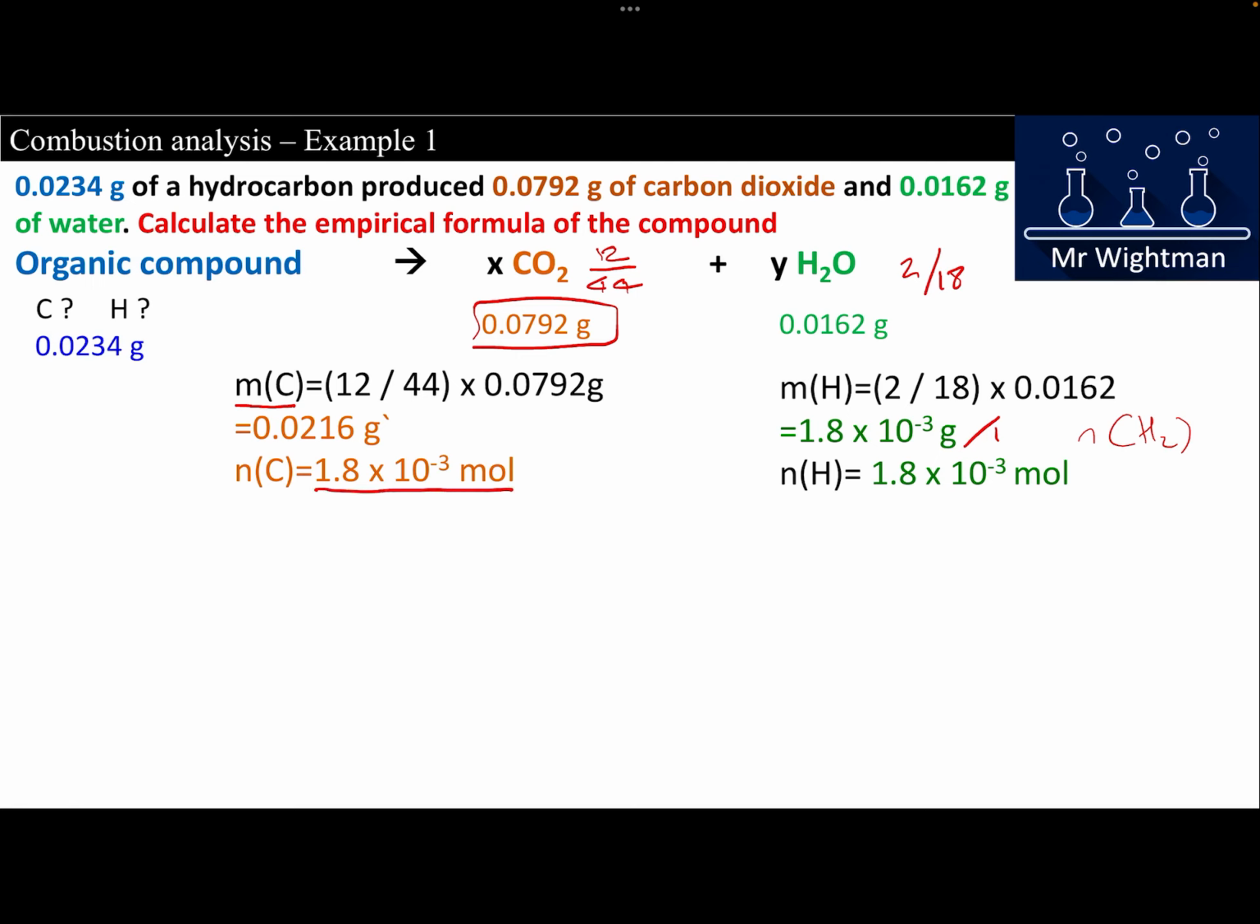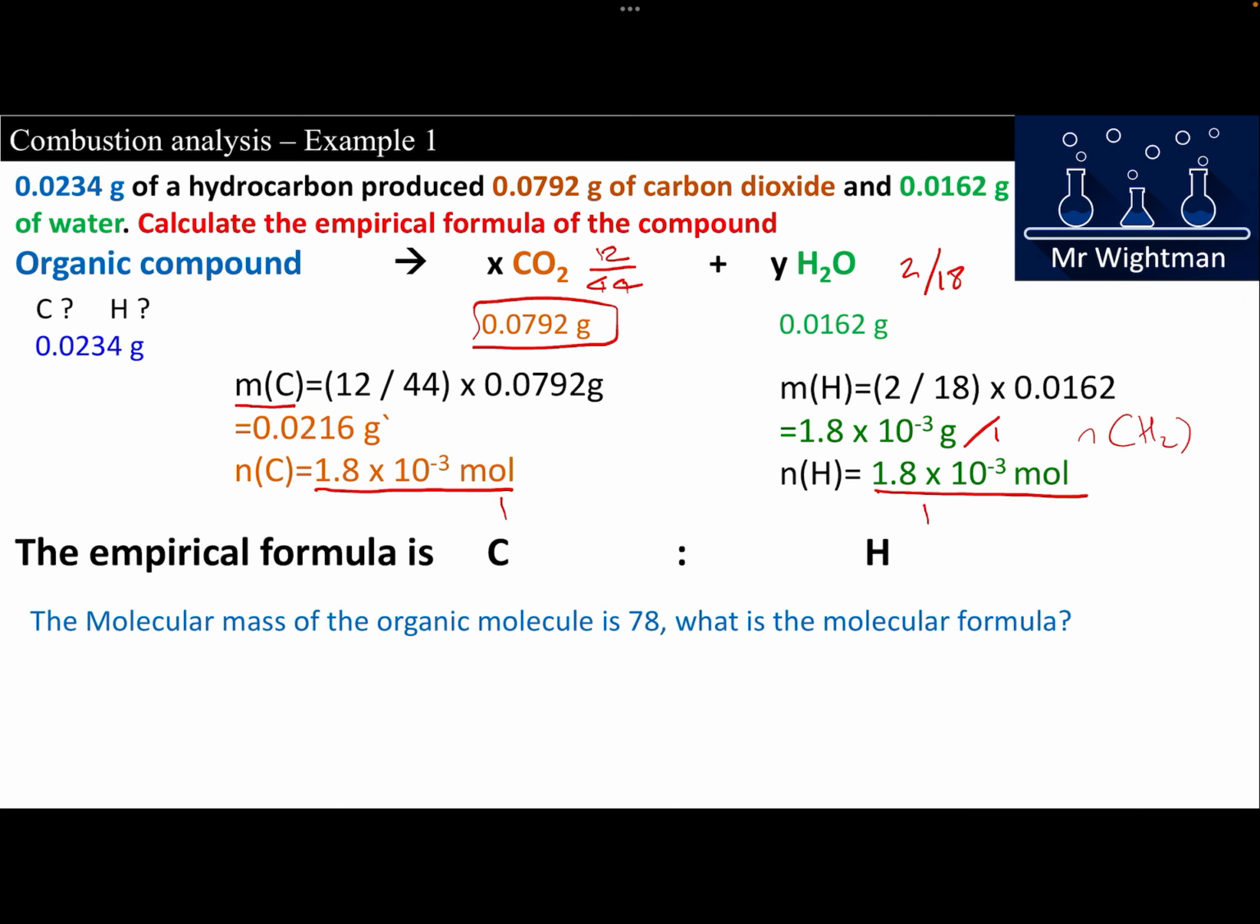In this case they're the same, so that divided by 1.8 times 10 to the minus 3 is going to be 1. That divided by 1.8 times 10 to the minus 3 is also going to be 1. So the ratio here tells us that the empirical formula is 1 carbon, 1 hydrogen, and just CH. You can get extended questions that then say that the molecular mass of the organic molecule is 78. What is the molecular formula?